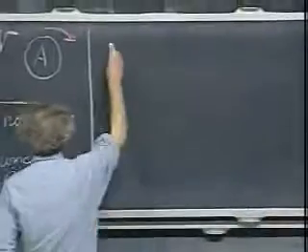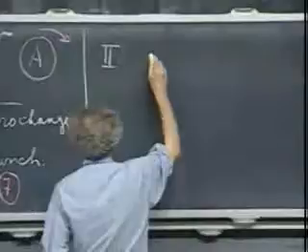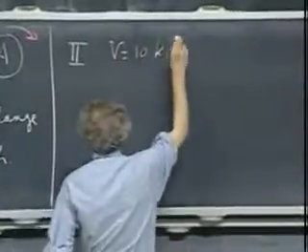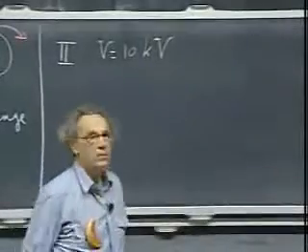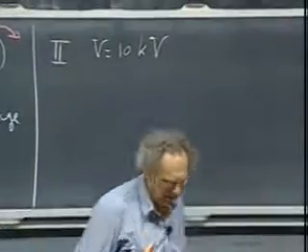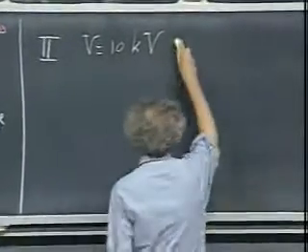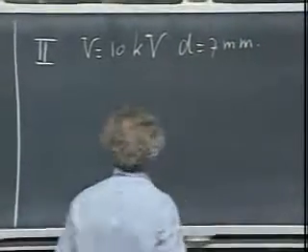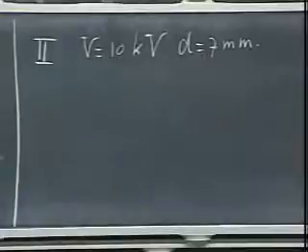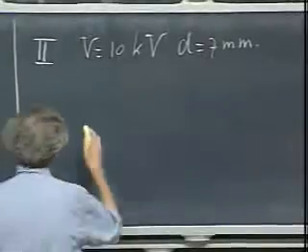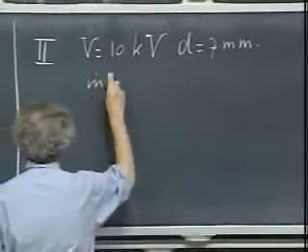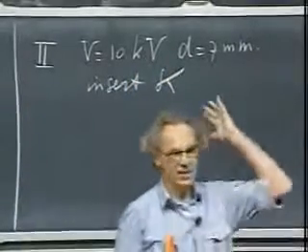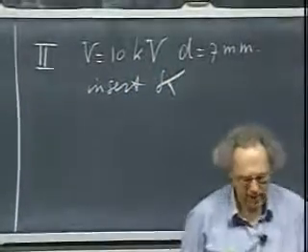So now my initial conditions are that V is now 10 kilovolts. That's the potential difference between the plates that I have now. And D is now 7 millimeters, and I'm not going to change that. At this moment, kappa is 1. But now I'm going to insert the dielectric. So I take a piece of glass, and I'll just put it into that gap.